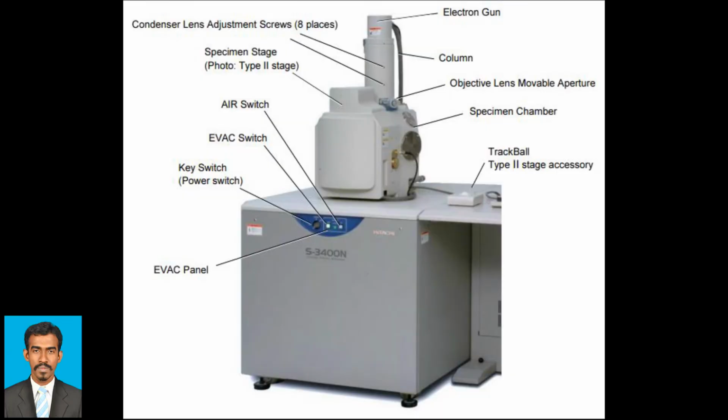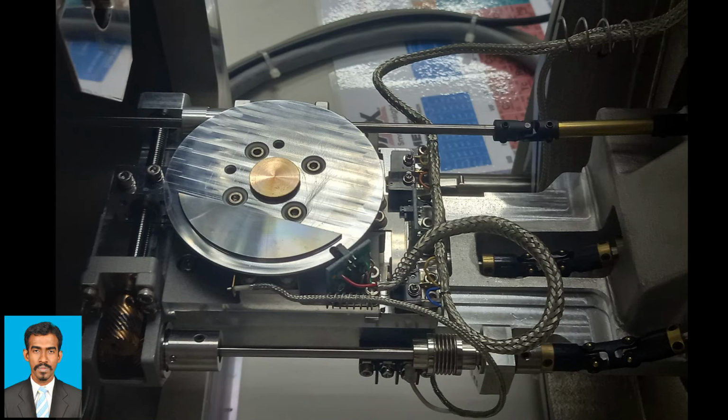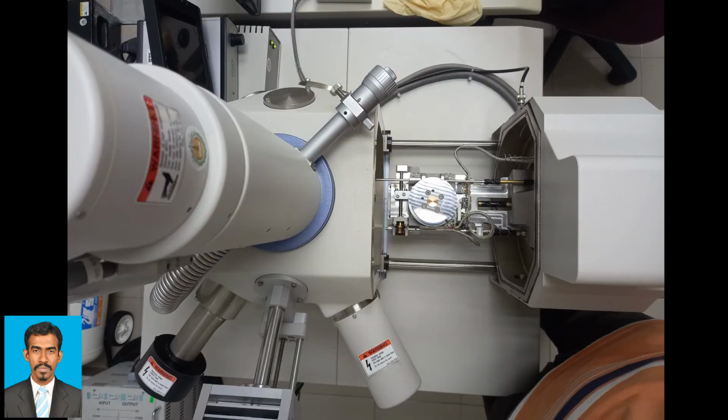Once everything is done, you can withdraw the specimen from the specimen chamber. For that, on the EVAC panel located on the front side of the main unit, press the AIR button, or else click the AIR button located in the upper right section of the control panel. This introduces air into the specimen chamber. Wait approximately 2 minutes until the specimen chamber is completely at atmospheric pressure.